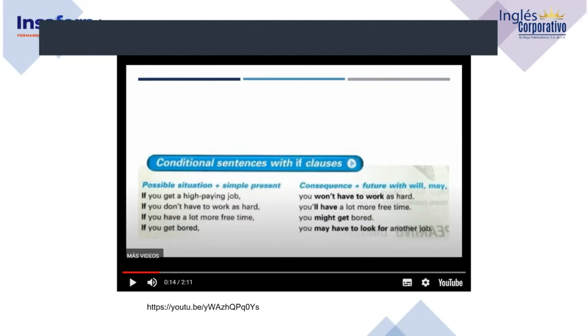And then in the second one, if you don't have to work as hard, then we have a consequence, right? Maybe that will happen, or maybe that won't happen. We don't know. It's a possible thing. If you have a lot more free time, you might get bored, right? That's a possibility. Probably that will happen, but we don't know. So that's the grammar context of this one.